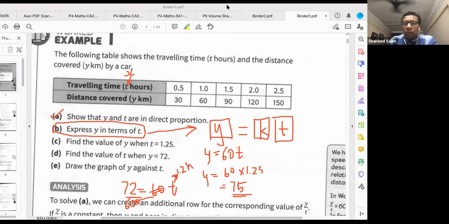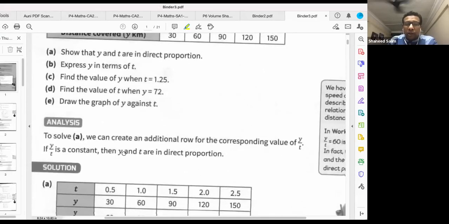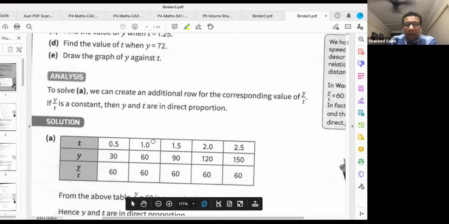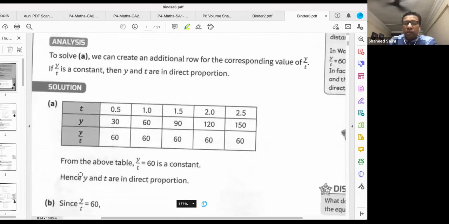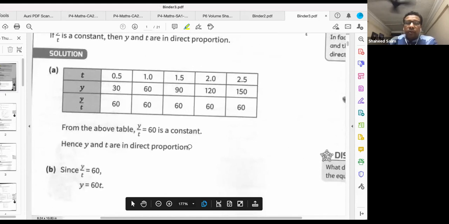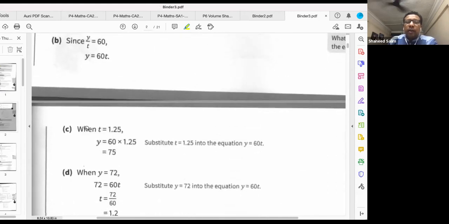Let us look at the solution here so that will give you graphical representation. You see down here, they take 30 divided by 0.5, 60. 60 divided by 1, 60. 90 divided by 1.5, 60. 120 divided by 2, 60. 150 divided by 2.5, 60. This shows that this is always 60. So if you want to find the constant, y divided by t or y divided by x, depending on what alphabet you have chosen. So therefore, this is direct proportion. Y over t is constant, it's the same. So this is your equation, and then you substitute in.